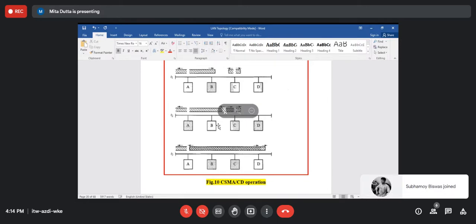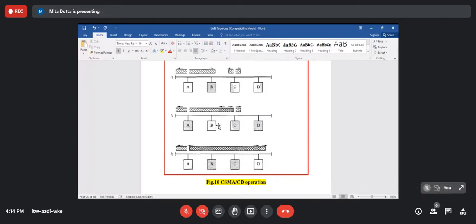If more than one collision occurs, say there are two collisions, then the station will wait for twice the random amount of time. If a third collision occurs, then each node on a LAN will wait for three times that random amount of time, and when that time has elapsed, the network will again transmit its information.